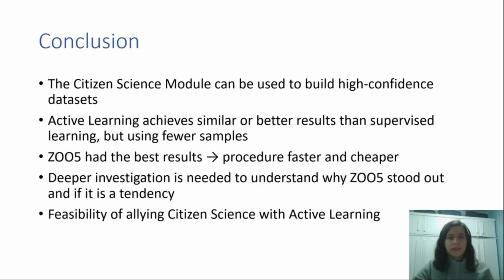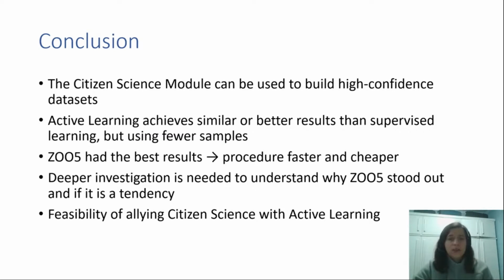This work shows that the Citizen Science module can be used to build high-confidence datasets. Active learning achieves similar or better results than supervised learning, but with fewer samples. The Zoo datasets had good results, showing that the volunteers can detect noisy samples that will be discarded by the Forest Eyes organization and selection module. Zoo 5 had the best results, where, by using fewer volunteers' contributions, the Citizen Science module can be an even faster and cheaper procedure. However, deeper investigation is needed to check if this is a tendency.